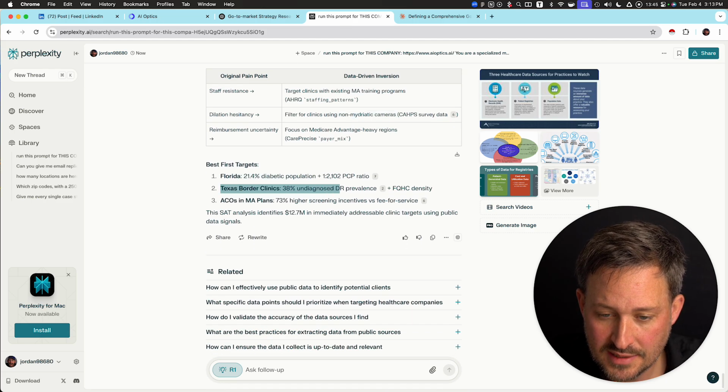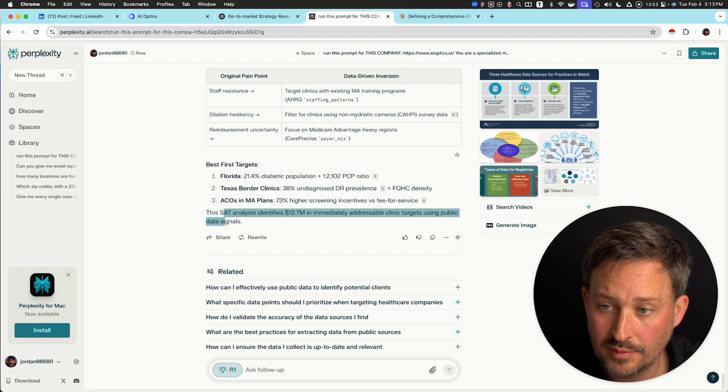Florida, Texas border clinics. So, wow, the essay identified immediate addressable clinics targeting using public data signals. Okay, let's see where ChatGPT is. Not yet.